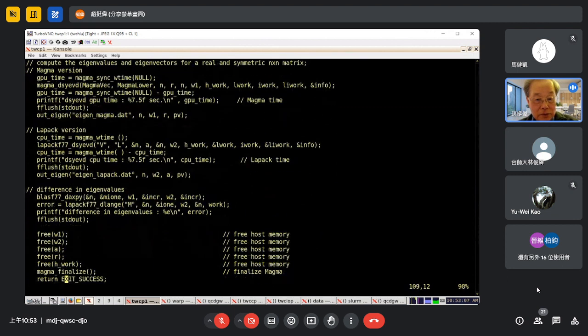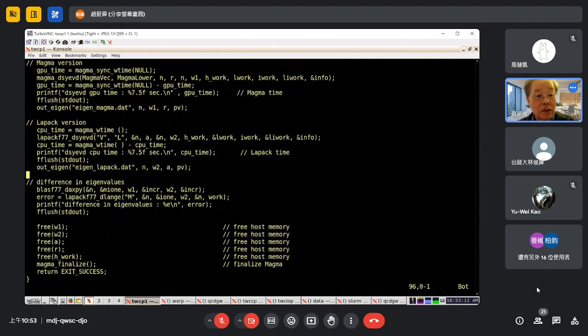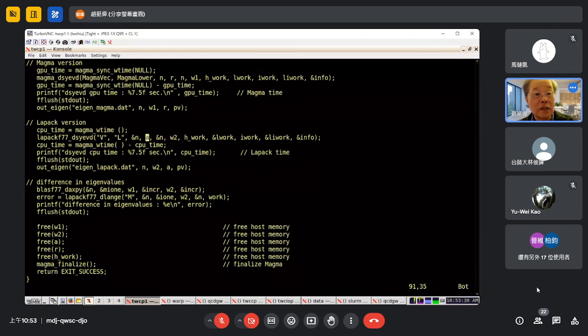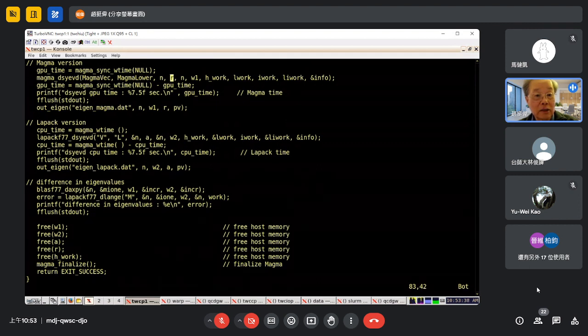After that, we free all these arrays. You can see that for LAPACK, I use W2, and the matrix is A. For the Magma routine, the matrix is R, and the output eigenvalues are in W1, and the eigenvectors are in R. So the input matrix actually becomes the eigenvector.